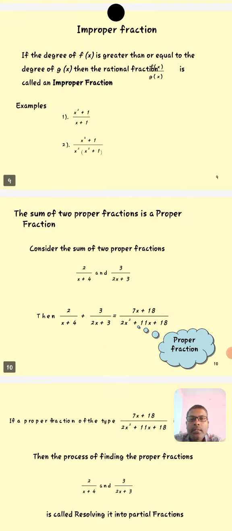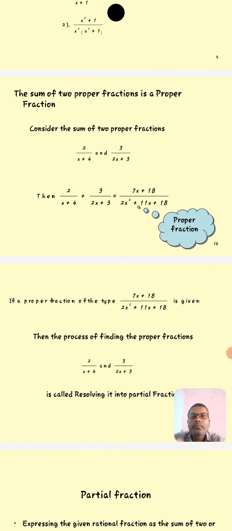Okay. Now we see the next one. The sum of two proper fractions is a proper fraction, and there is a condition. Consider the sum of two proper fractions like 2 by x plus 4 and 3 by 2x plus 3. Then 2 by x plus 4 plus 3 by 2x plus 3, we can do the LCM, and we get 7x plus 18 divided by 2x square plus 11x plus 18.